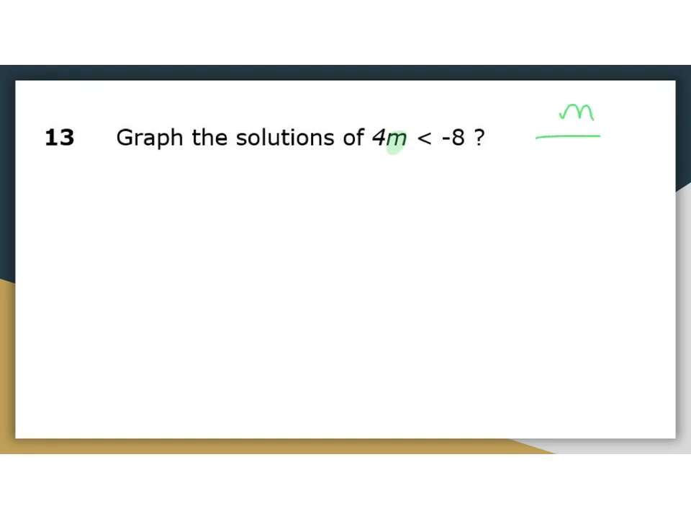M right now is being multiplied by 4. So the inverse is going to be to divide by 4. Both sides get divided by 4. 4m divided by 4, the 4's are going to cancel out, leaving us just with m is less than negative 2. I did not need to reverse the inequality symbol because we are dividing by a positive 4.